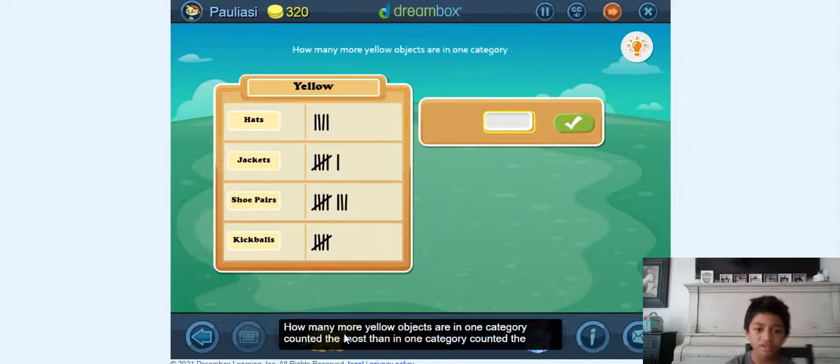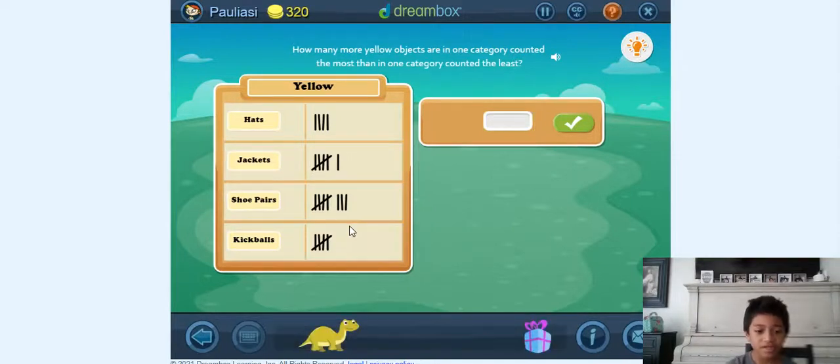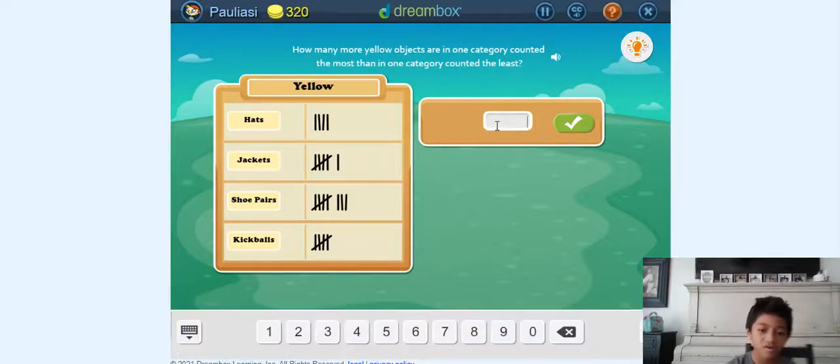It says how many yellow objects are in the category most and the least. So the most is 8 and the least is 4. 8 minus 4 equals 4, or 4 plus 4 equals 8. So 4 plus 4 equals 8, and 8 minus 4 equals 4. That means the answer must be 4.